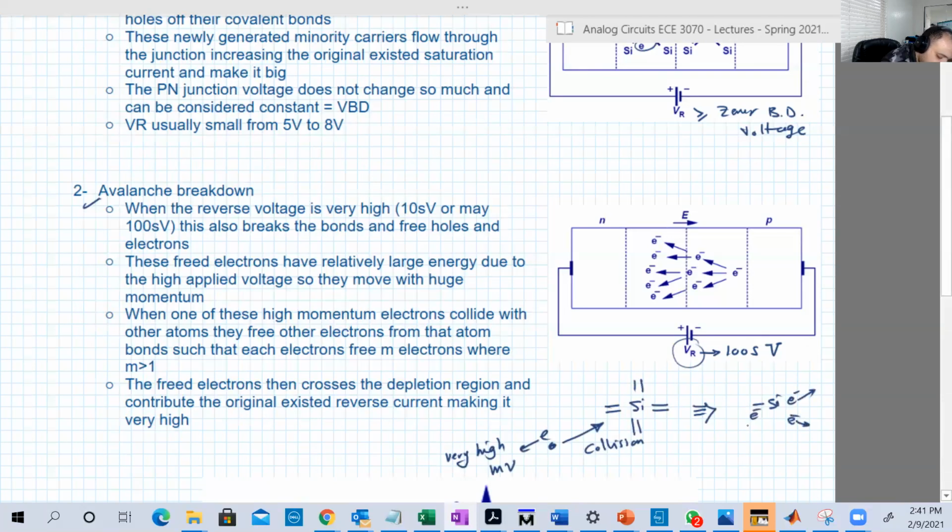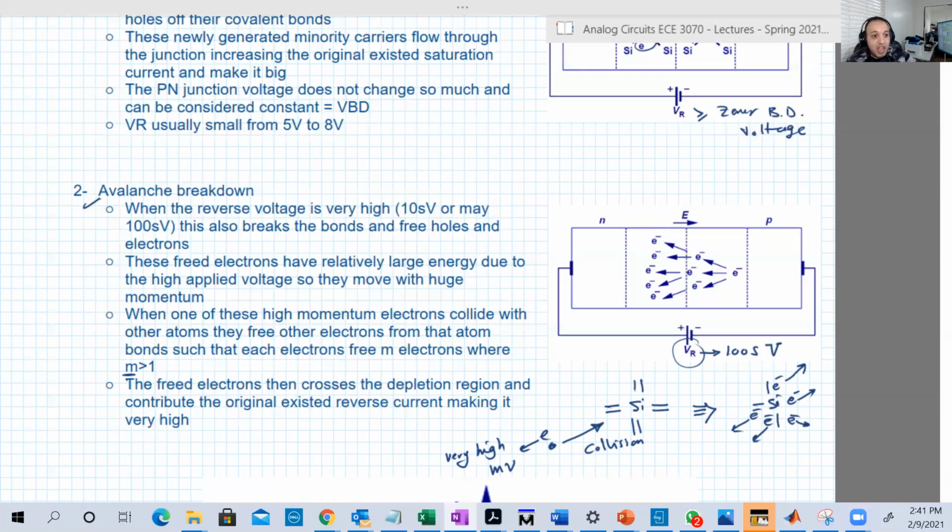Maybe just one from here becomes free. Maybe another one from here becomes free. Maybe also the one from here. So one electron results in 5 free electrons, 1 to 5. I call this M, the number of free electrons, which is 5.